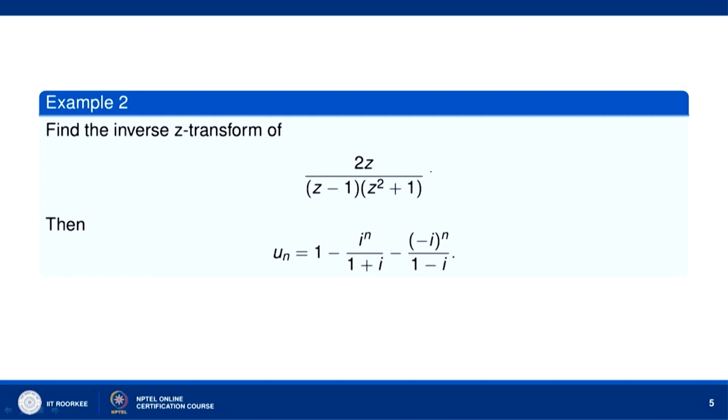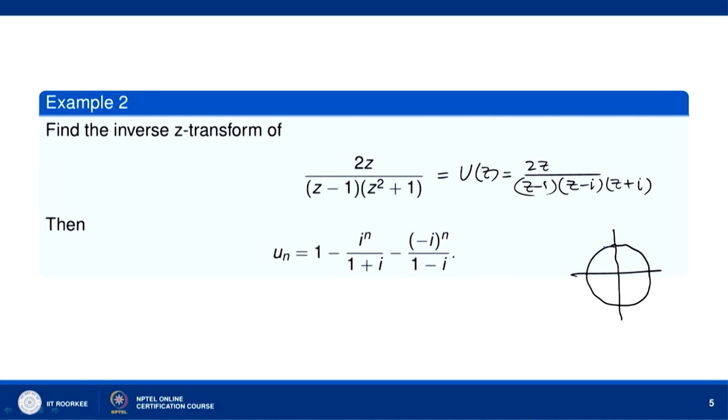Here you can see that this is U(z). Okay. And U(z) has 3 poles, z equal to 1, z equal to i, and z equal to minus i. Okay. So, we find similarly the poles lie at z equal to 1, z equal to i, z equal to minus i. Okay. All these poles lie on the unit circle, mod z equal to 1, the z equal to 1 here, z equal to i here, and z equal to minus i here.